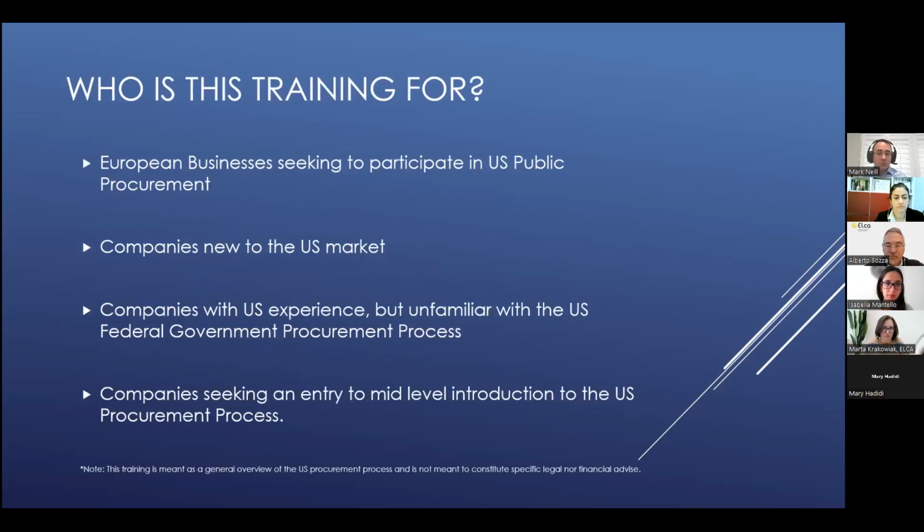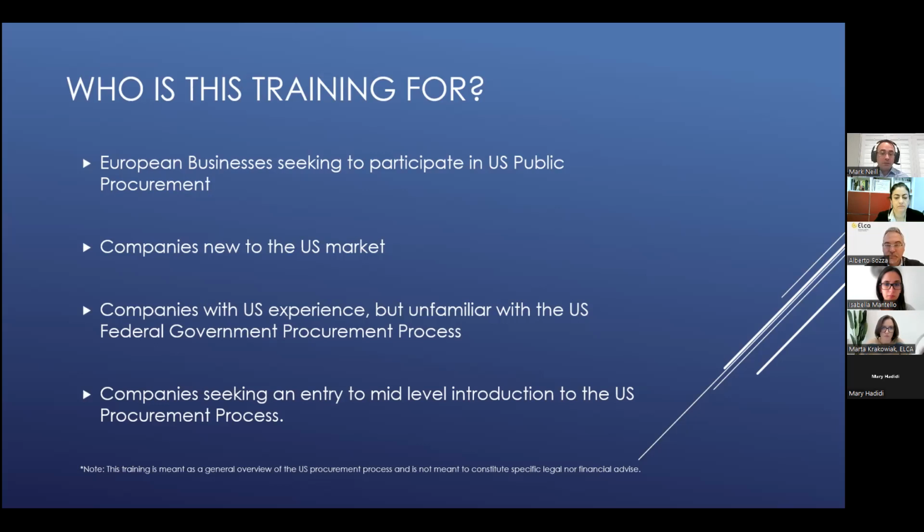So who is this training for? This is for my European colleagues who wish to participate in the US public procurement, who either have at a very small level or they're brand new to it. Maybe they've never done business here in the US. So what does that look like? What might that entail? As well as maybe you have some US experience, but it's in the private sector and you're unfamiliar with how the government works. It works quite differently than the private sector.